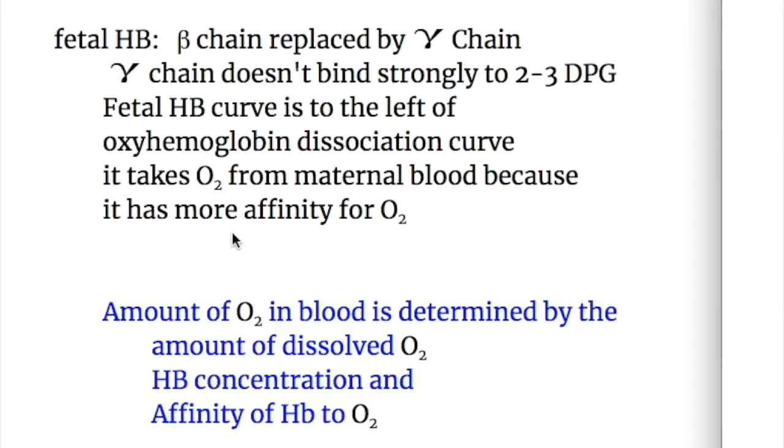So what's the big difference in the oxygen binding of fetal hemoglobin with the adult hemoglobin? In fetal hemoglobin, the beta chain is replaced by the gamma chain, and the gamma chain doesn't bind strongly to 2,3-DPG. It doesn't have the beta chain which binds with the 2,3-DPG. The fetal hemoglobin curve is therefore to the left of the oxyhemoglobin curve, and it takes oxygen from the maternal blood because it has more affinity for oxygen.